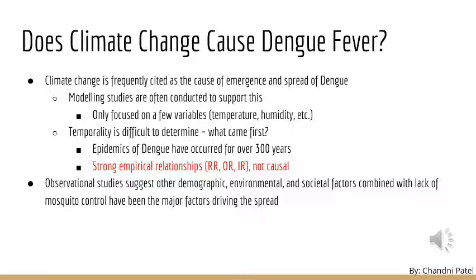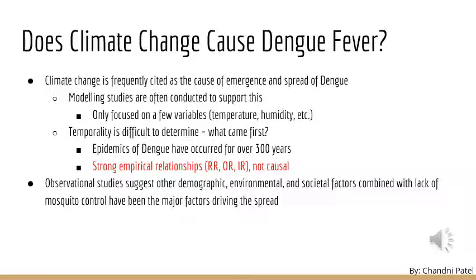Finding research on temporality was quite difficult since epidemics of dengue have been occurring for over 300 years. Without adequate data from the past, it was hard to determine if dengue emerged before or after exposure to any key indices of climate change. However, there are claims that dengue was already present but began to spread post-World War II with economic, population, and urban growth. There is consistency in observational research findings across the world. There's strength in association.